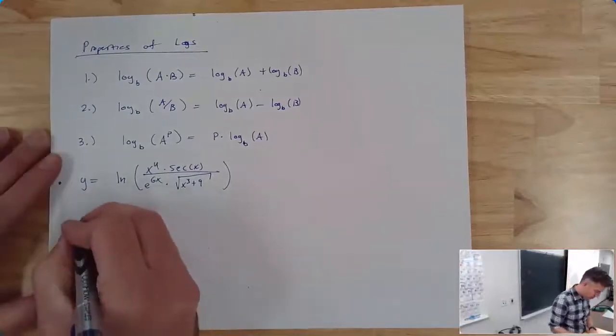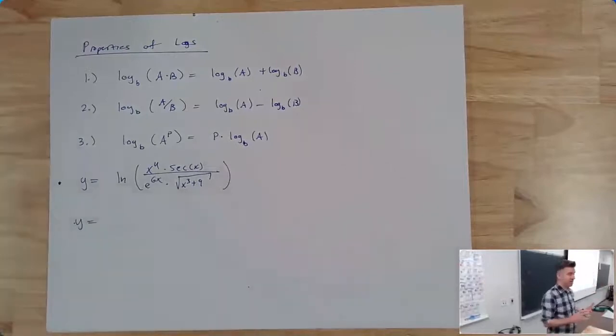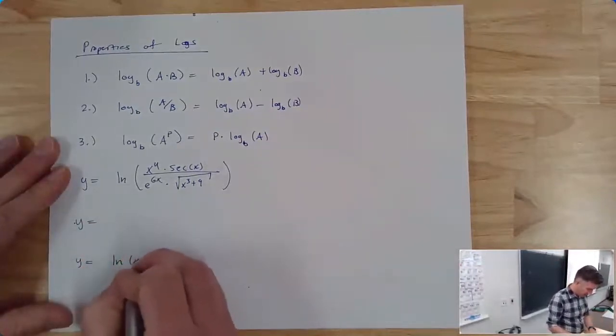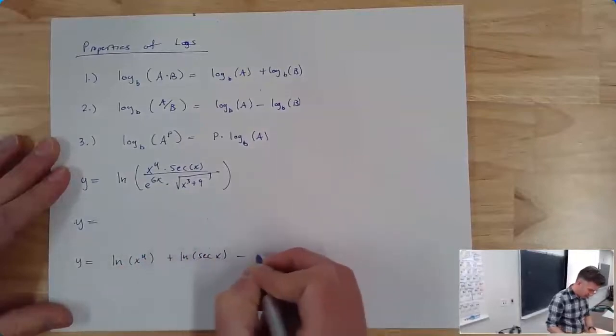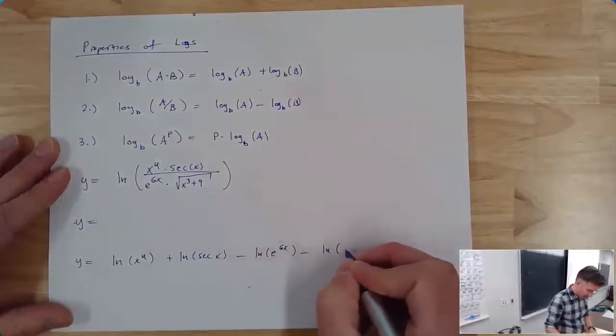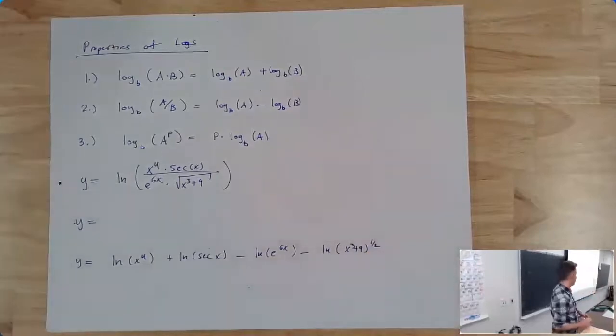So we're going to rewrite this as y equals, now you can do this in as many or few steps as you want. I would probably do it in 2 steps. I'm going to show you 3. My first step would probably be this. To say it's the natural log of x to the fourth plus the natural log of secant of x minus the natural log of e to the 6x minus the natural log of x cubed plus 9 to the 1/2 power.